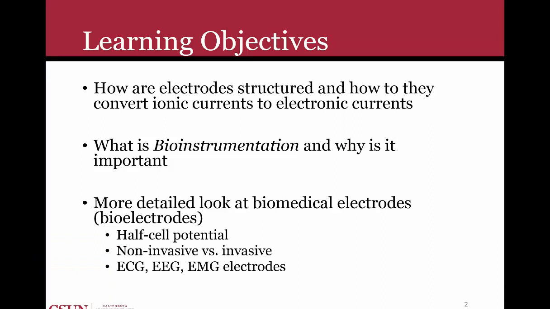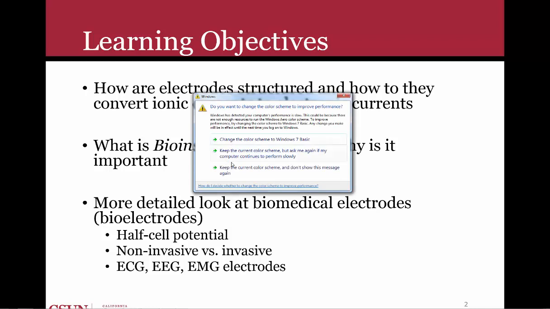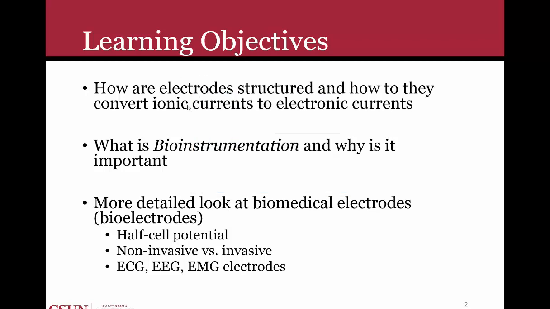This is kind of the learning objectives for today. So you're going to learn about electrodes, how they're structured. One important concept is that they are devices that convert ionic currents into electronic currents. And remember I made the distinction last time that ionic currents are the flow of ions, which are charged particles, in your body. Remember that we are essentially electrolytes that have many ions in our body.